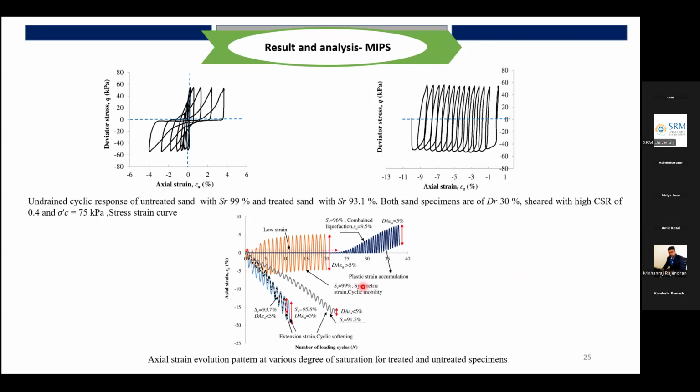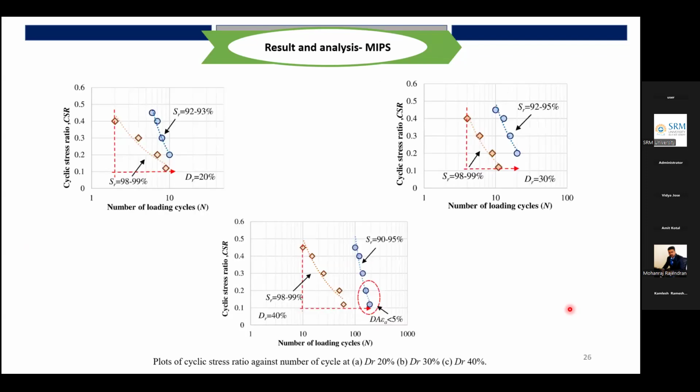So this is a further explanation with all the conditions. It is properly witnessed with the selected CSR value of 0.2 to 0.4. The partially saturated soil has a much better liquefaction resistance than fully saturated soil for the same relative density and the same confinement stress.